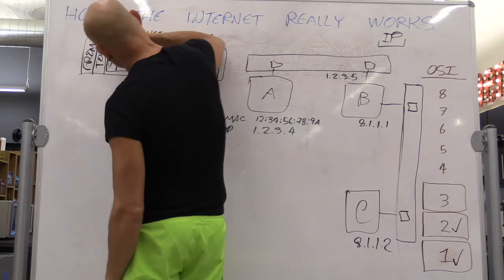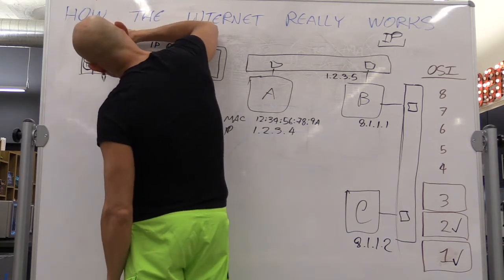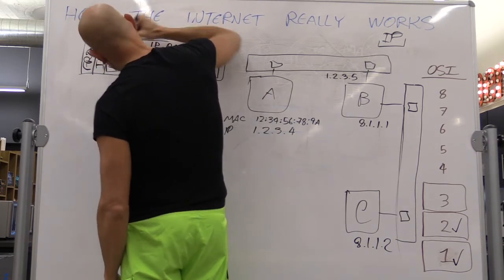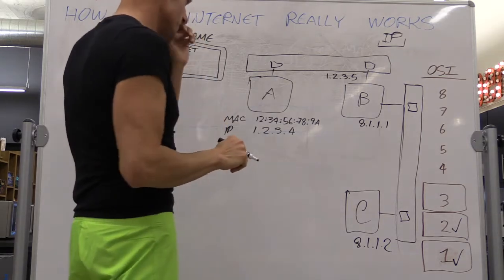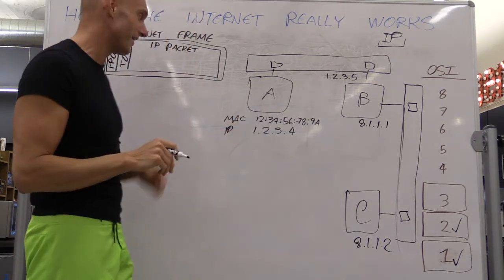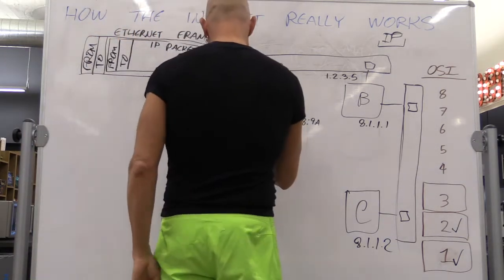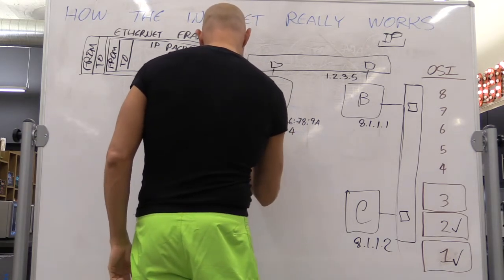So again, another term coming in. To explain subnets, I need to briefly diverge into a horrible discussion about binary. So this is the IP address. IP.